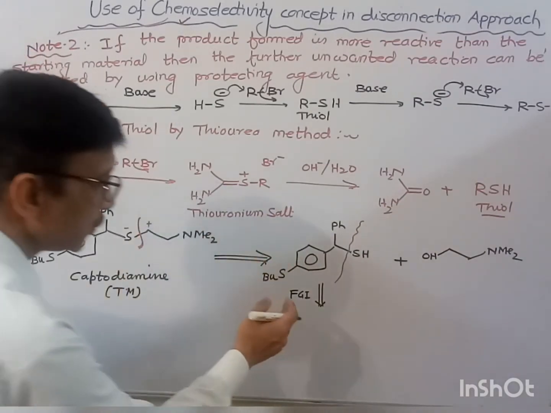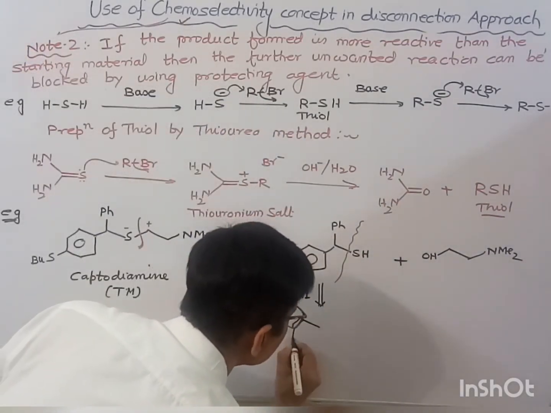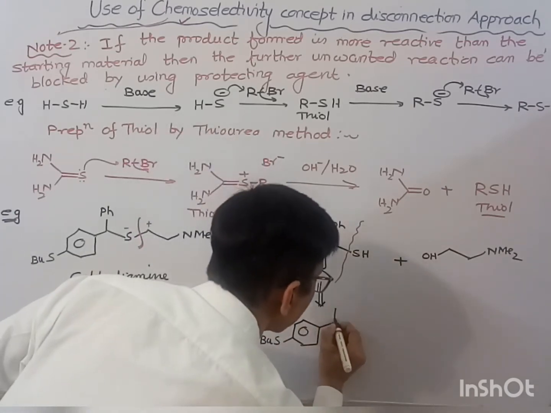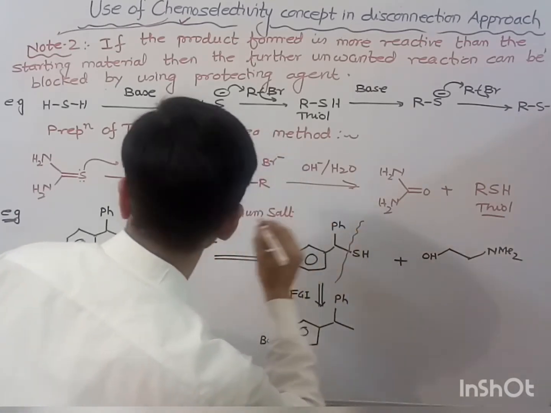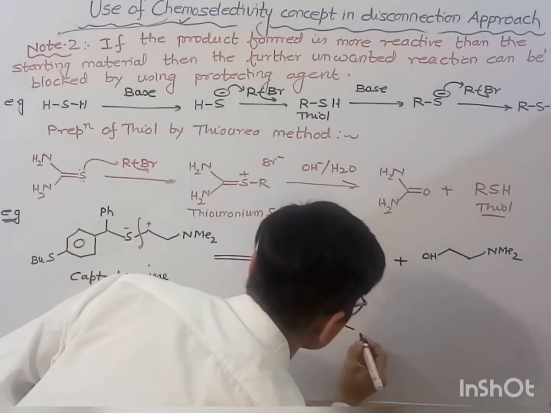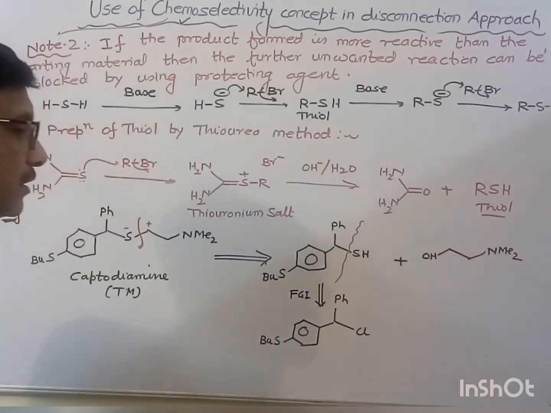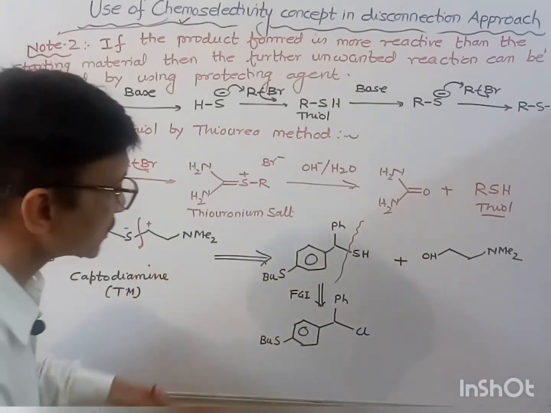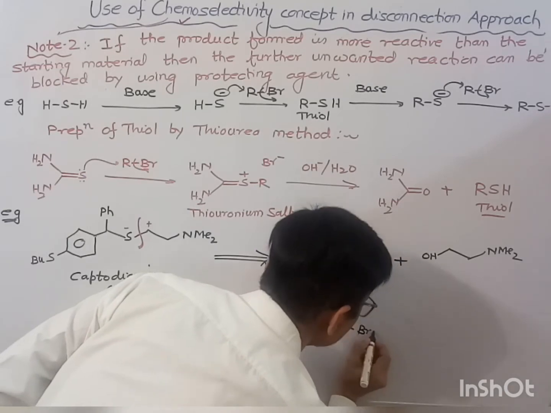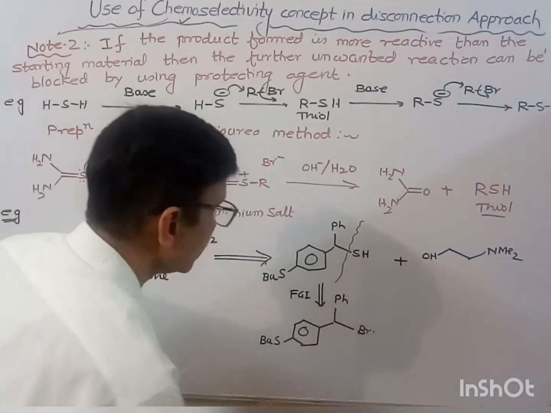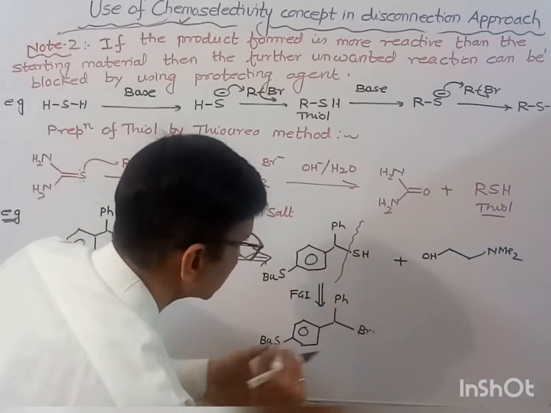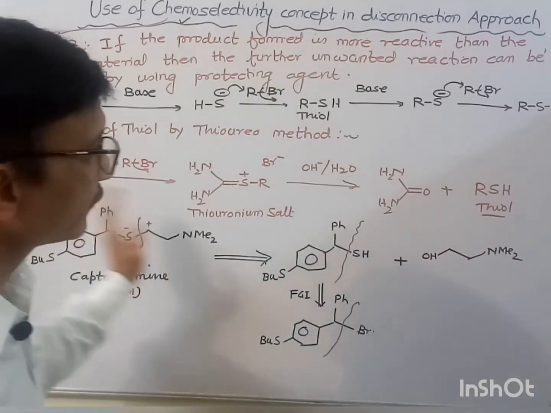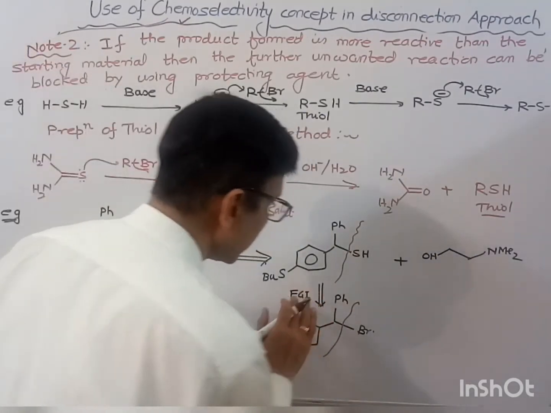So first of all, in the reverse reaction, I can write here Ph, and this can be converted into this Cl, and further it can be converted into this RBr. This is your RBr, an alkyl bromide type of molecule. Suppose this is the R part, this is Br. This reacts with thiourea and gives you the thiouronium salt. So here FGI is done.